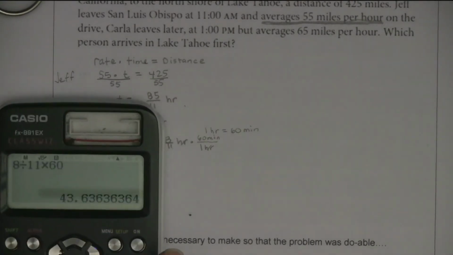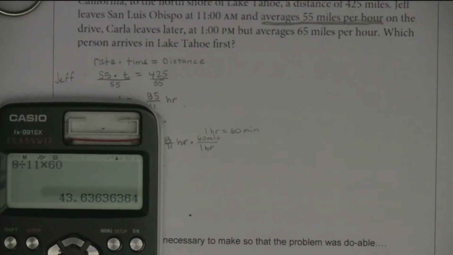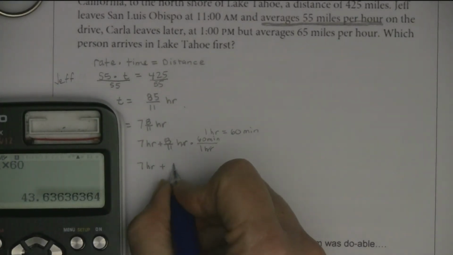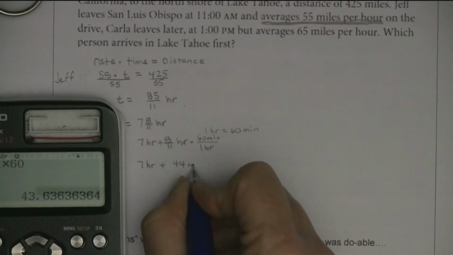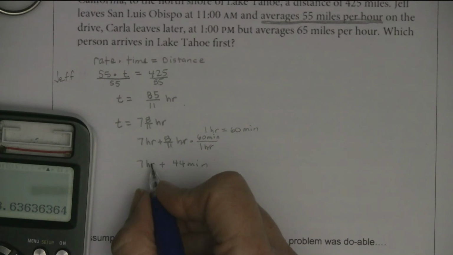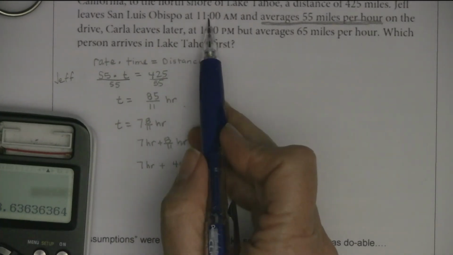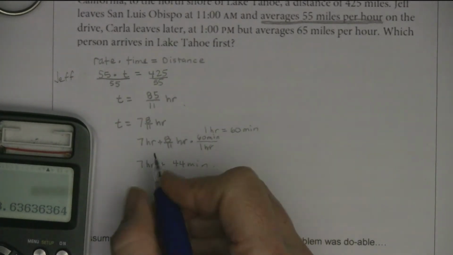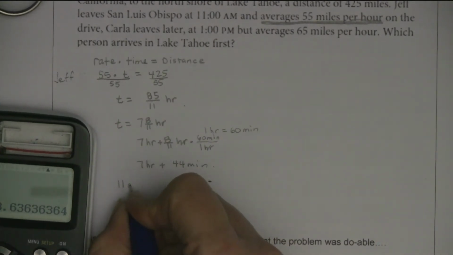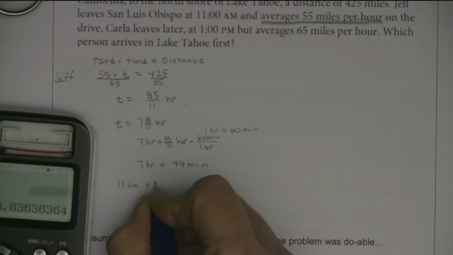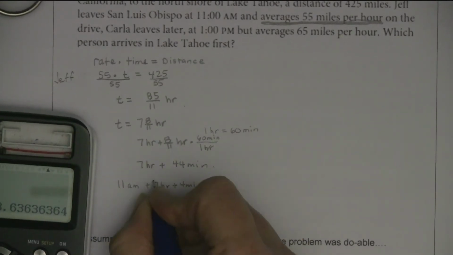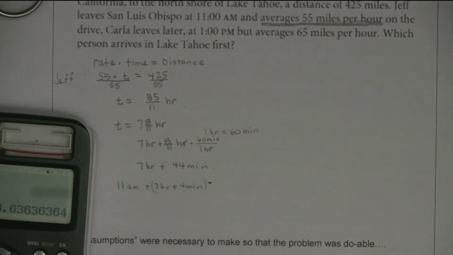And it's crazy. It's 43.6. So 44 minutes if we just round to the nearest minute. So about 44 minutes. So hopefully Carla won't be that close. And so I'm thinking that if I add that on to 11 a.m., that Jeff is going to arrive there. So 11 a.m. And if I add 7 hours and 44 minutes onto that, right, in my thought, what time is that going to be?